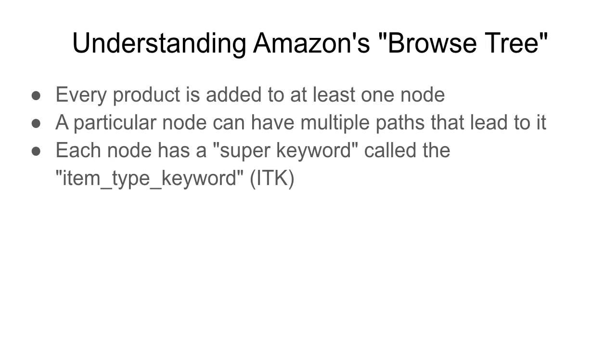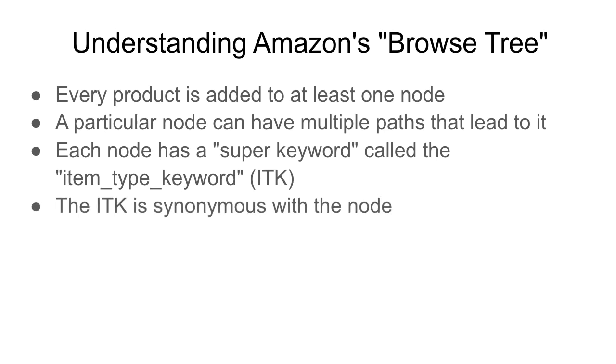But that particular super keyword, that item type keyword, is critical to understanding the browse tree because every single node has one attached to it. And no node shares a super keyword or an item type keyword with any other node. It's one-to-one. Every node has one ITK, and every ITK has one node. In fact, the ITK is synonymous with the node. In Amazon's ecosystem, if you're going to put a product into a node, there is one and only one ITK that is assigned to it, okay?